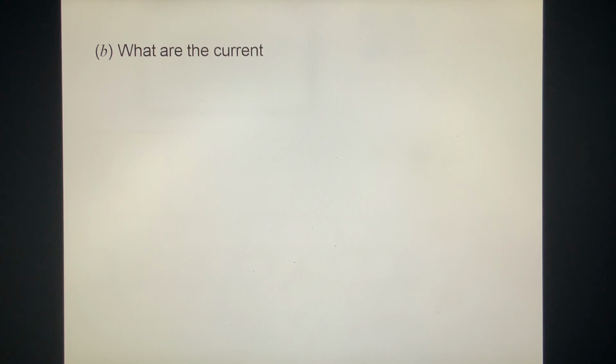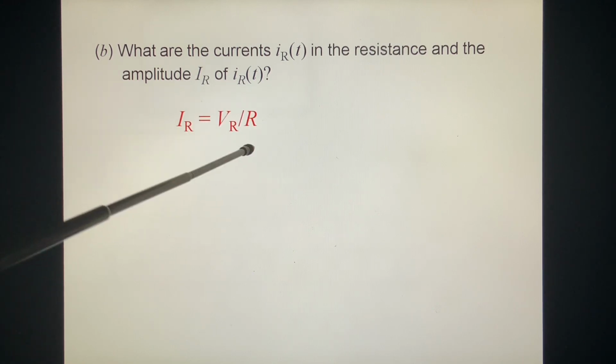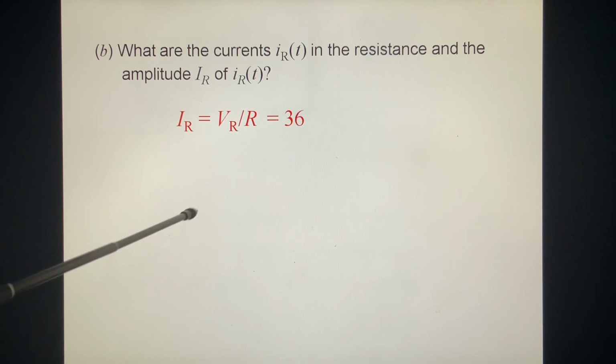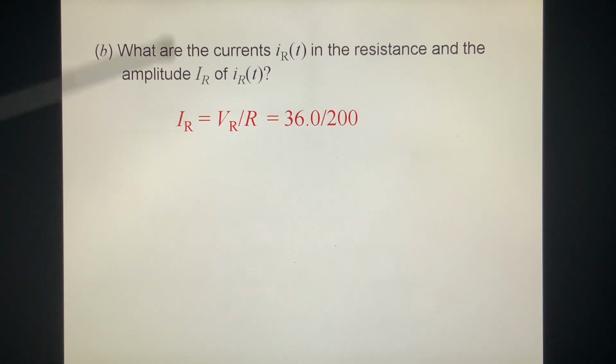Question B. What are the current IR in the resistance and the amplitude IR of IR? Now we write it down. IR equals VR over R. We know VR is 36.0. We know R is 200. We get IR.